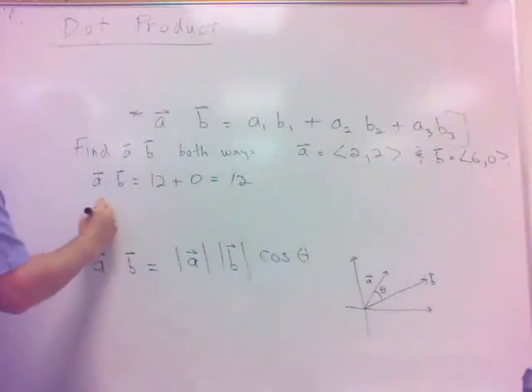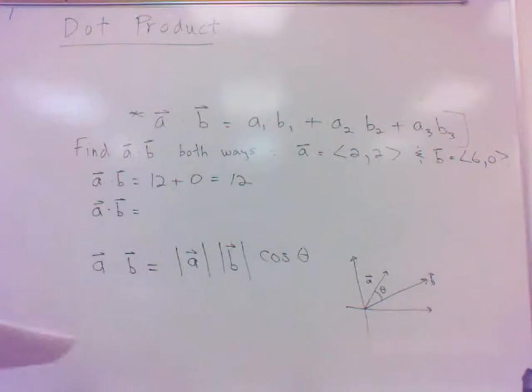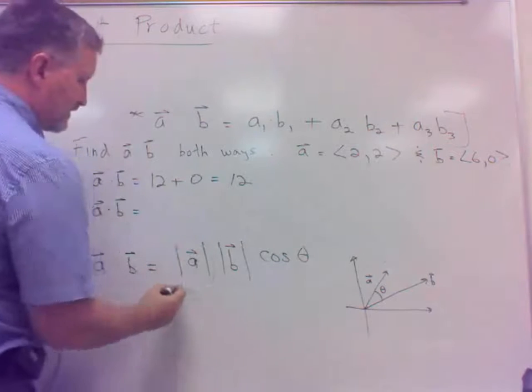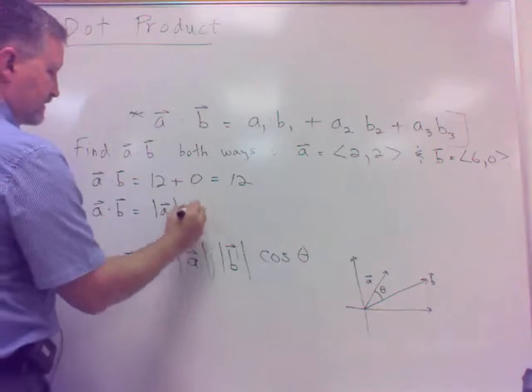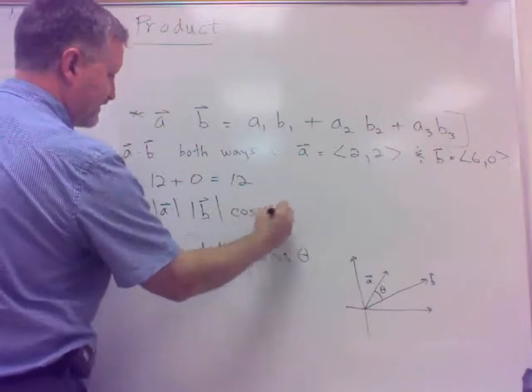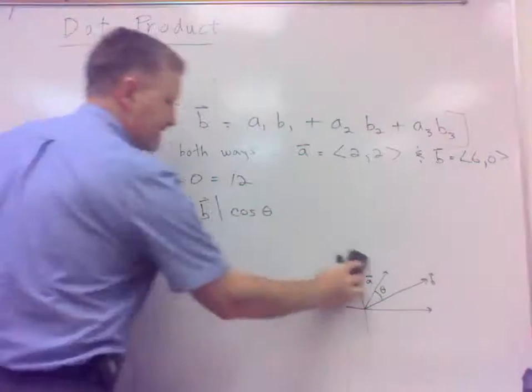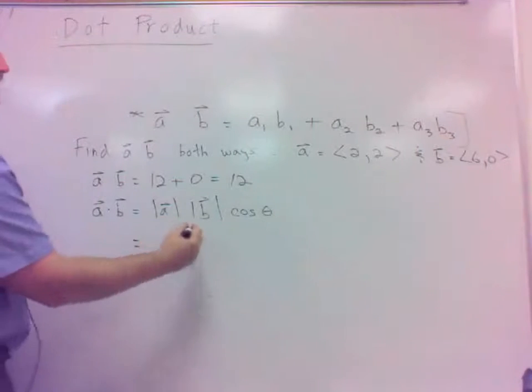Easy one. Now the second way, if we do it this way, it's a little harder, I guess, a little more calculation. I'm making myself some room right here. What do I get if I go that way? Well, this is the magnitude of A. How do I get the magnitude of A?